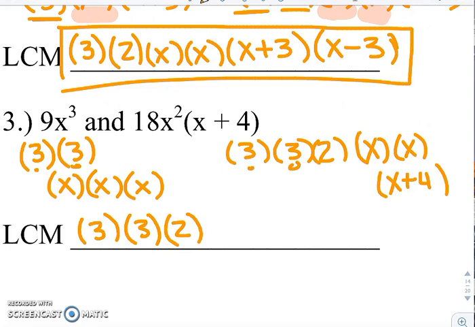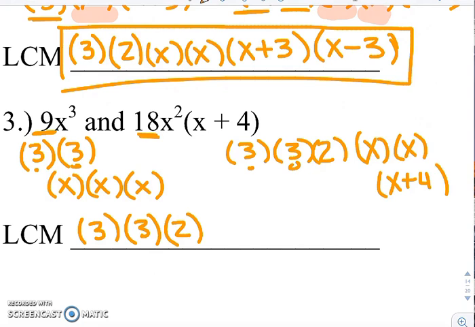So, and again, if you're looking at 9 and 18, what's the lowest common multiple of 9 and 18? 18. What is 3 times 3 times 2? 18. So you could write this as 18 instead of the factored form. I just, for the sake of practice, and for when we go to actually do the adding and subtracting fractions, I like to factor out all of them.